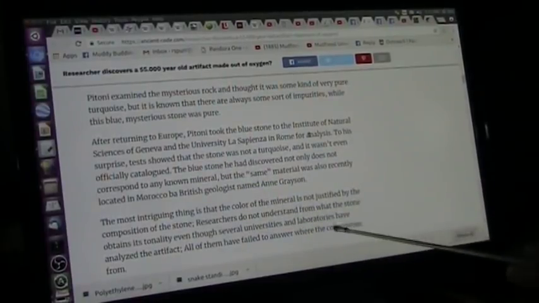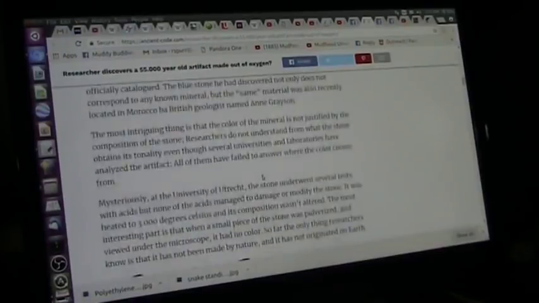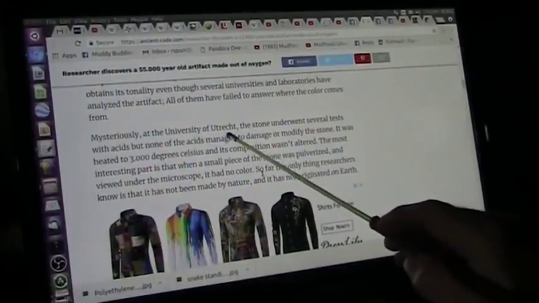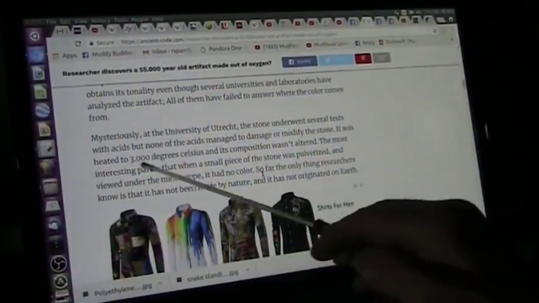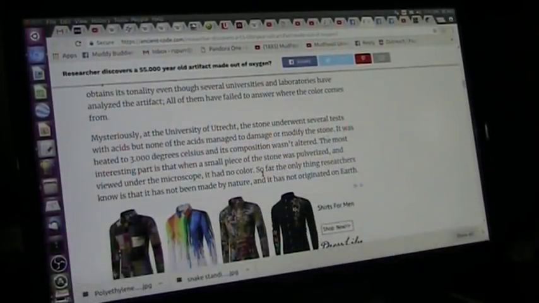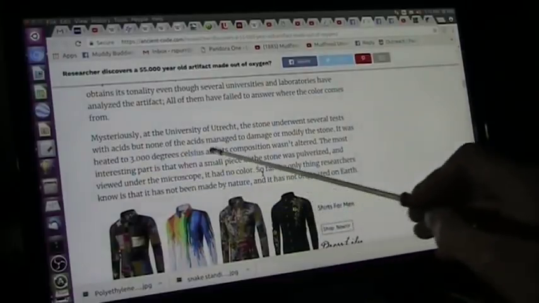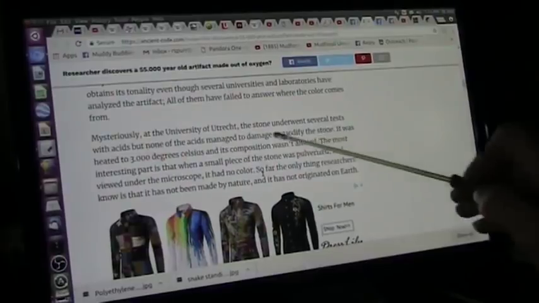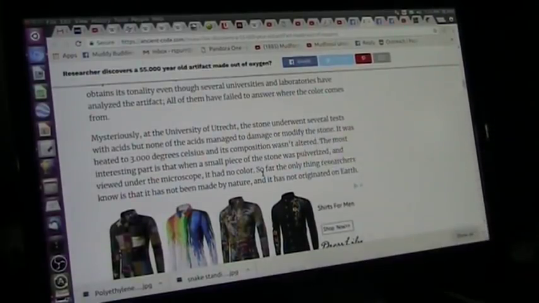So she takes it to this artifact place in Utrecht. She took it to the University of Utrecht, and they underwent tests with it, and they did all these things to it. Now listen to this. They put acids on it, and no acid would damage it. No acids could damage it, would not modify the stone.